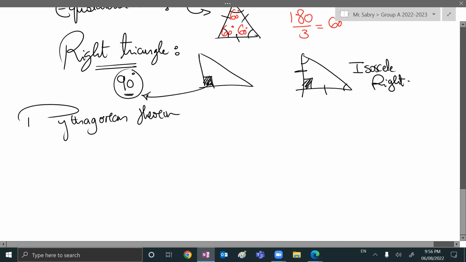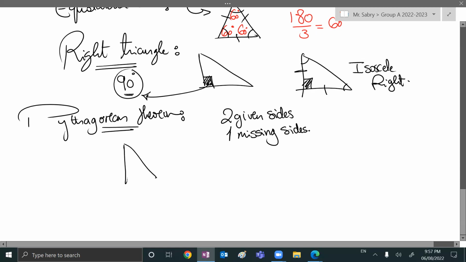The Pythagorean theorem is extremely important to know, first of all, when to use. We use the Pythagorean theorem whenever we have two given sides. So we're talking only about sides now. Okay? Two given sides and one missing side. So the Pythagorean theorem does not use the angle at all. It just uses sides, only sides.